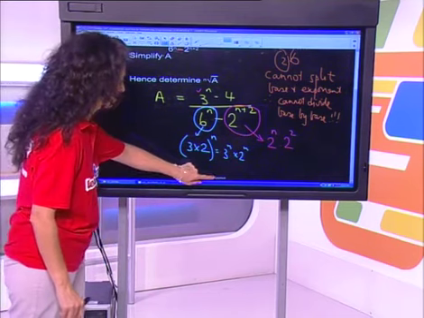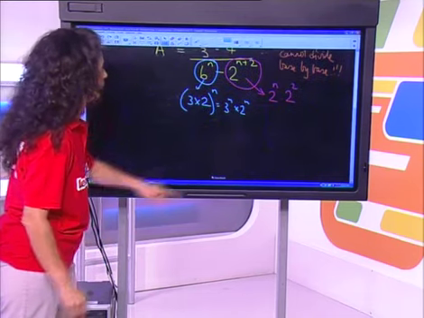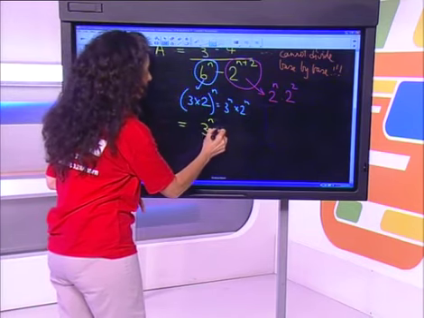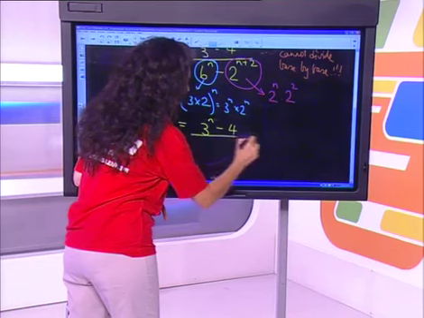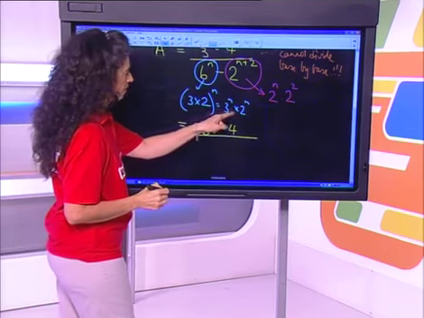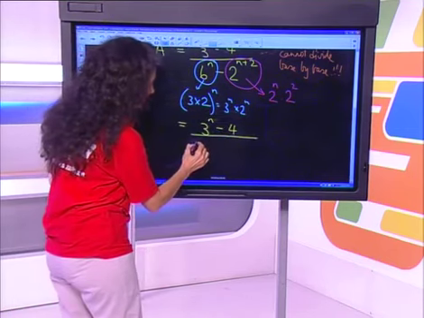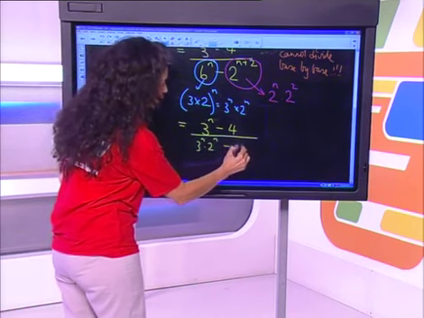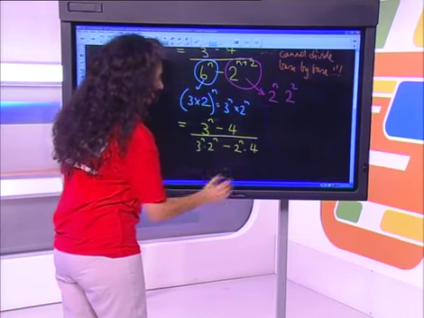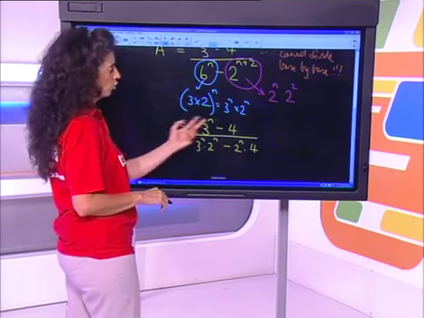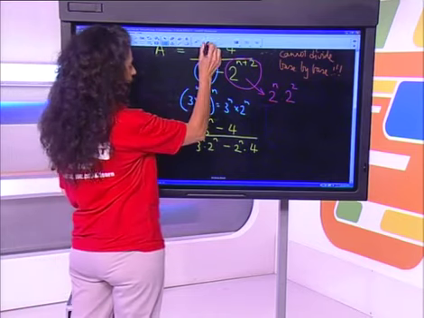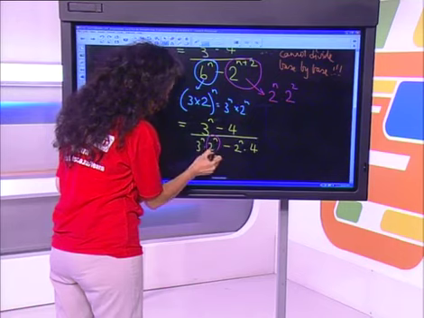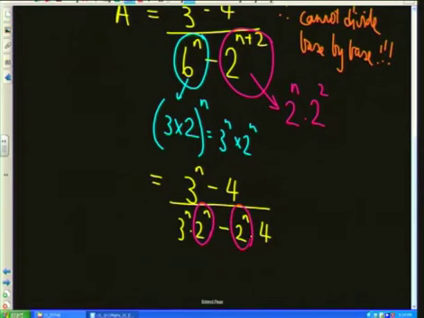And then we have this fraction, 3 to the n minus 4, divided by 3 to the n times 2 to the n in the denominator, minus 2 to the n times 4. And now we'll see, in the numerator, there's nothing I can factorize. But can you see what's happening in the denominator? We've got this common 2 to the n. And look what I'm going to take out when I factorize.